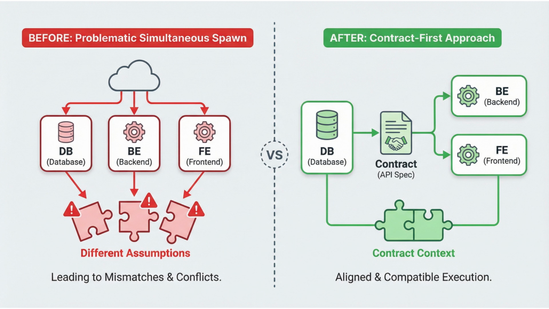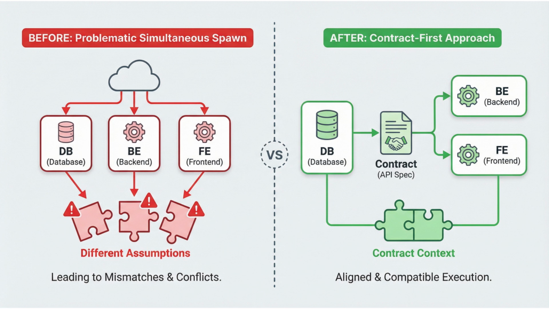Contract-first spawning solves this. Spawn the database agent first, alone, and have it define the schema contract, including table structures and relationships. The agent produces a complete specification and returns it to the lead. Now spawn backend and frontend together with crucial context. Their spawn prompts include the database contract. Both agents start knowing exactly what tables exist, what columns are available, and what relationships exist.